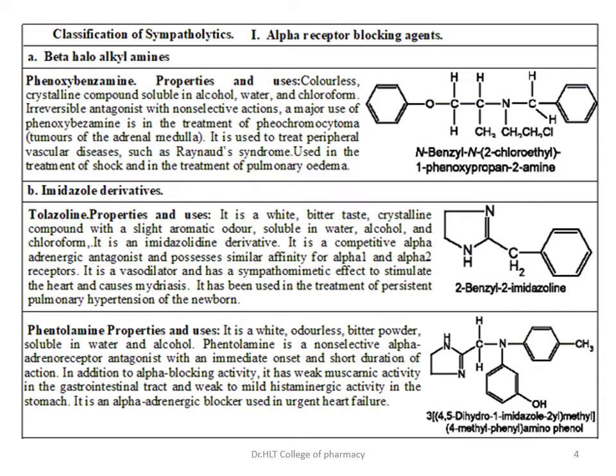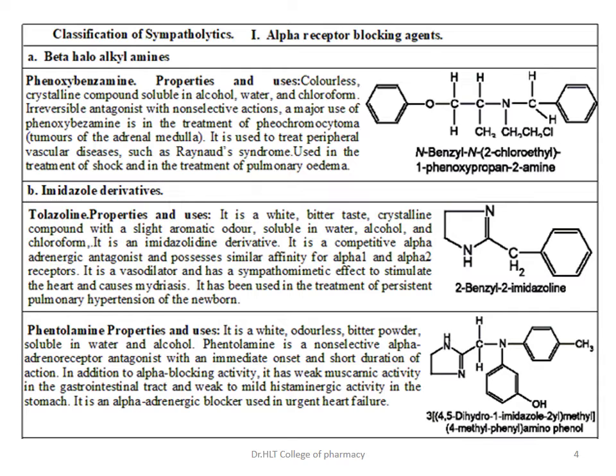The second category is imidazoline derivatives, that is tolazoline. Tolazoline is a 2-benzyl-2-imidazoline, and it is used in the treatment of persistent pulmonary hypertension of the newborn. It possesses similar affinity for alpha 1 and alpha 2 adrenoreceptors. Actually it is a vasodilator.